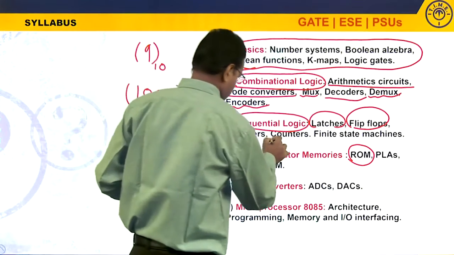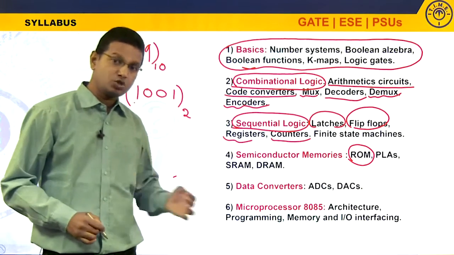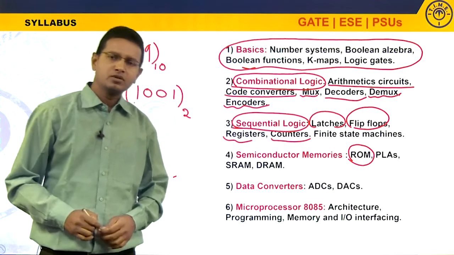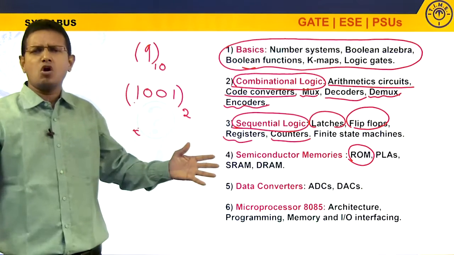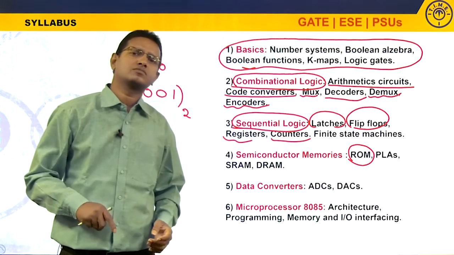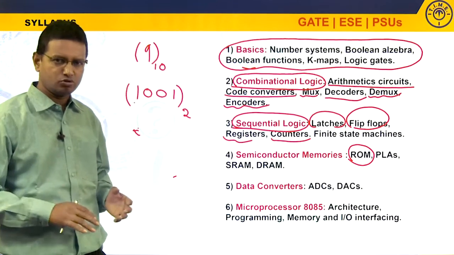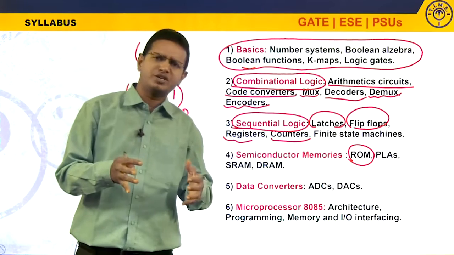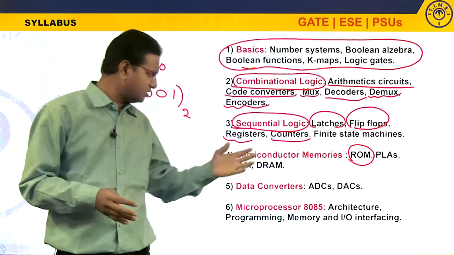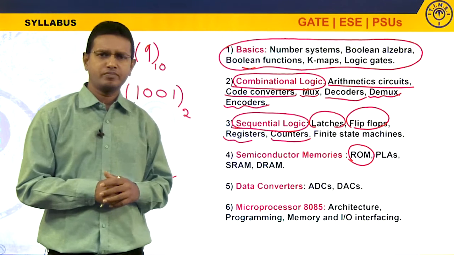Now coming to the counters. Counters are basically the devices which will count. Counters are basically clocked sequential circuits which are used to count the clock pulses. What are they counting? They can count anything. The heart of any counting machine is a counter, a digital counter.